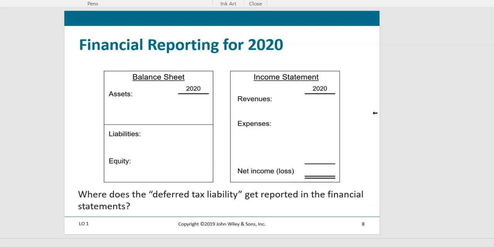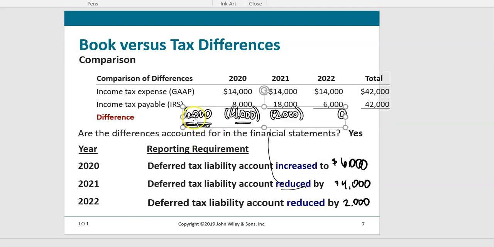What would this look like on the financial statements? Where would this deferred tax liability get reported? Of course, it would be in the liabilities section. We would have deferred taxes, or a deferred tax liability, of $6,000 at the end of 2020. That relates to this $6,000 that we have here.